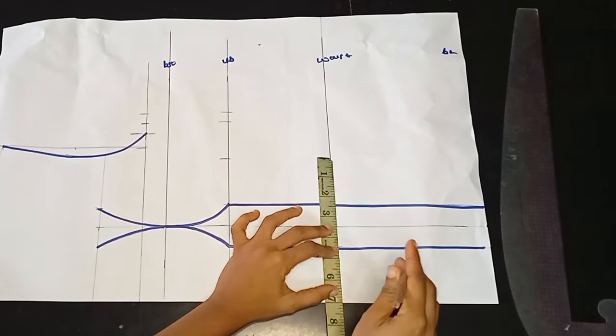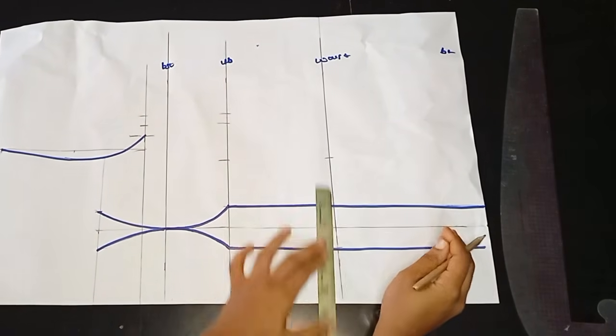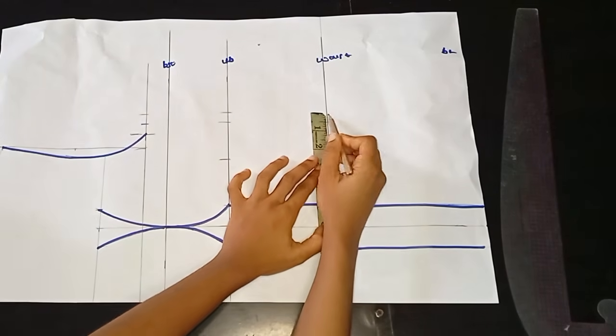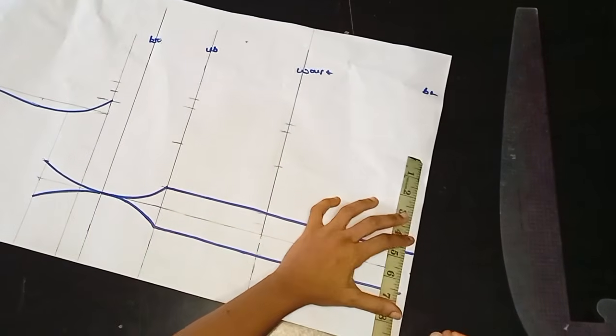Here I'm going to mark the waist circumference, which is the same thing as my under bust measurement, replace the dart intake and add my sewing allowance.